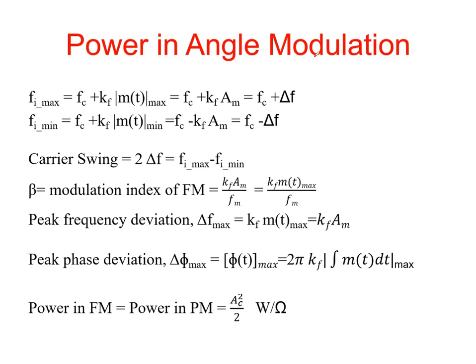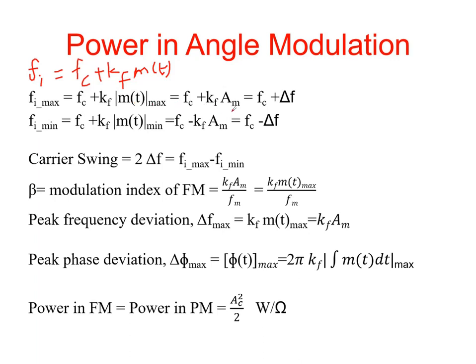Then let us see the power in all the angle modulated signals. Before going to the power, let us also look into the maximum value of the instantaneous frequency. You have already been left with your Fi. The instantaneous frequency is Fc plus Kf into m of t. From this equation you can arrive at the maximum instantaneous frequency, as Fc is a constant and Kf is a constant. Whenever your message is maximum, the instantaneous frequency is maximum. That's why Fi max represents the maximum instantaneous frequency, which is Fc plus Kf times the mod of m of t max. This mod represents the maximum value of m of t.